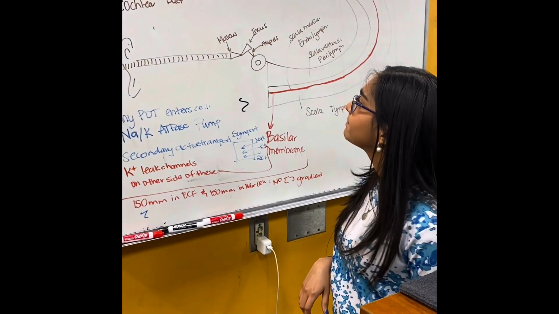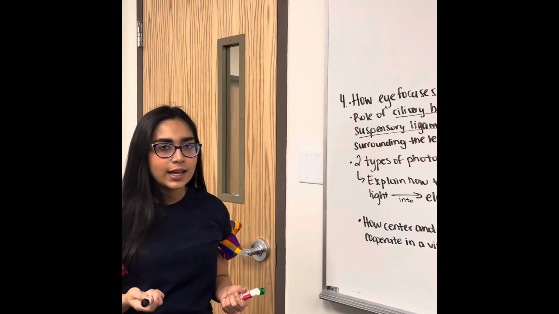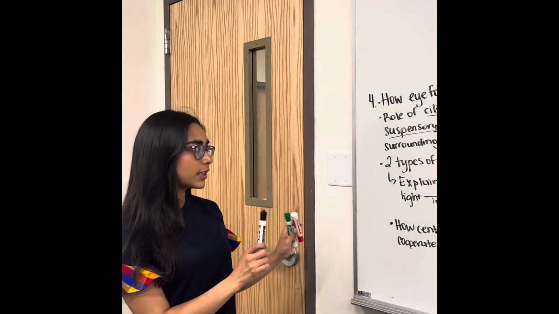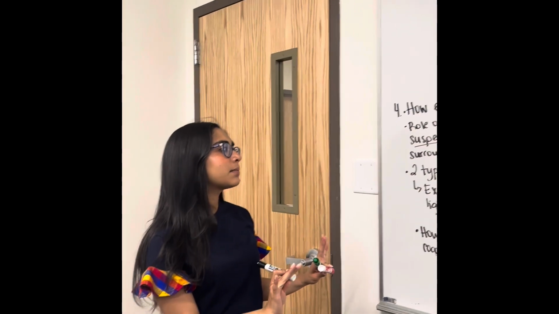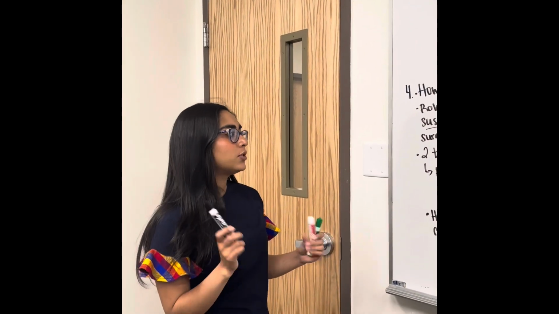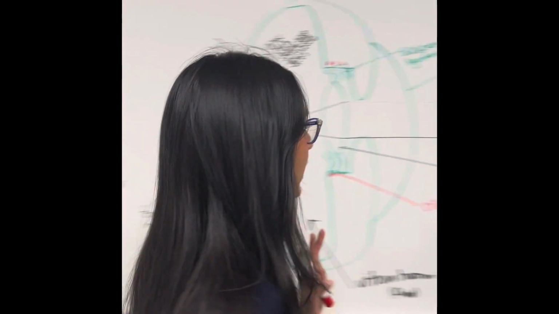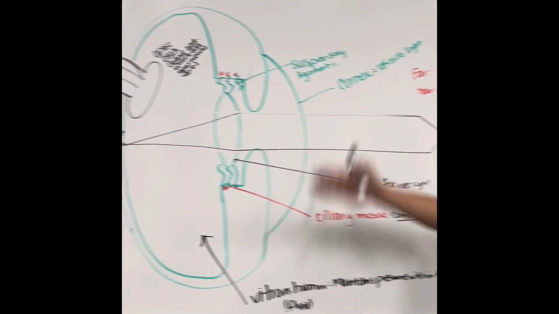This is question 4, and it asks how the eye focuses light, the role of the ciliary body and the suspensory ligaments surrounding the lens, and the two types of photoreceptors. We will explain how they convert light into electrical energy and how center and surround cooperate in visual fields. So for this, we'll take a look at a cross-section of our eye.